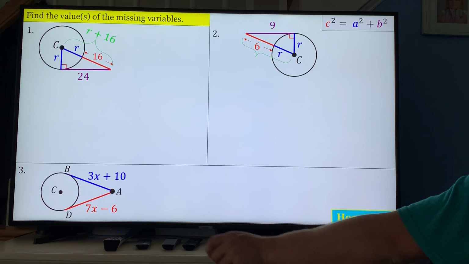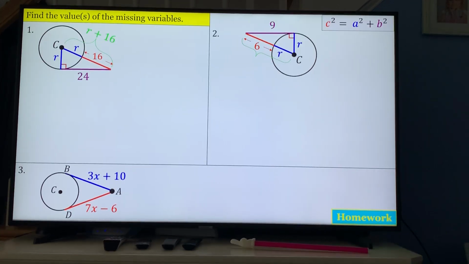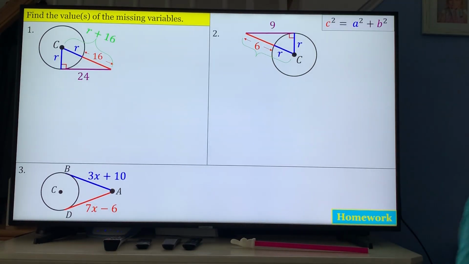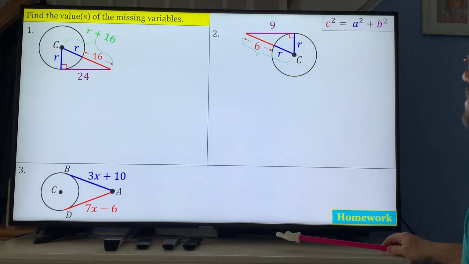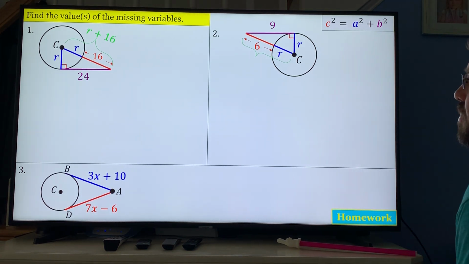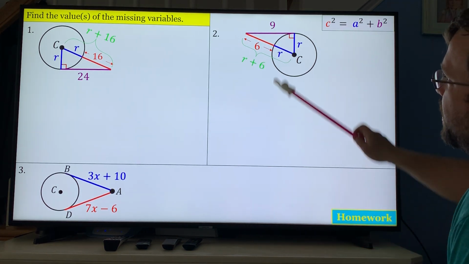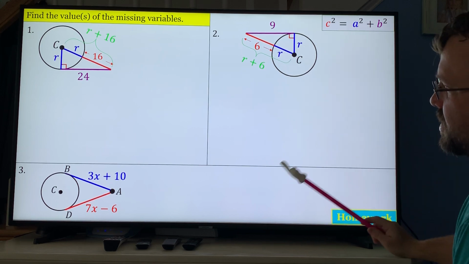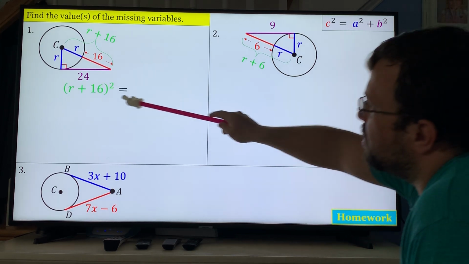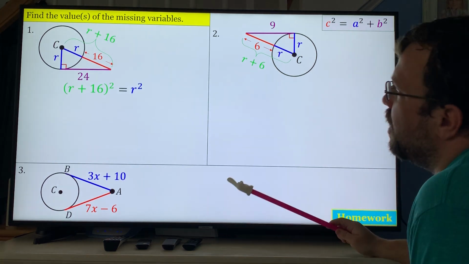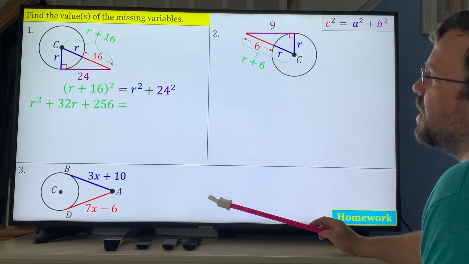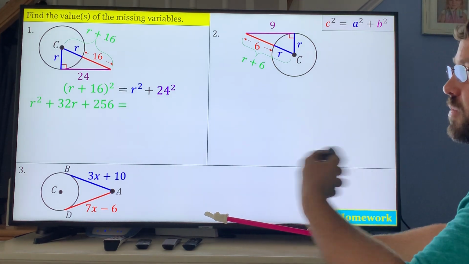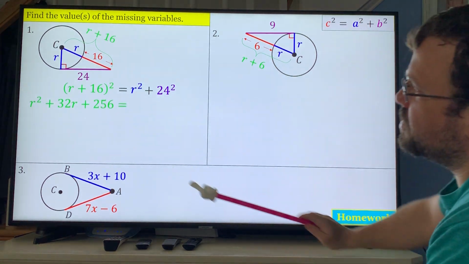Okay, one second. Now, problem number 1. So, first thing you should have done, right here, add these two together to get r plus 16. These you should have added together to get r plus 6. Just two things. So r plus 16 squared should equal r squared plus 24 squared. You FOIL this. R squared plus 16r plus 16r is 32r plus 256.